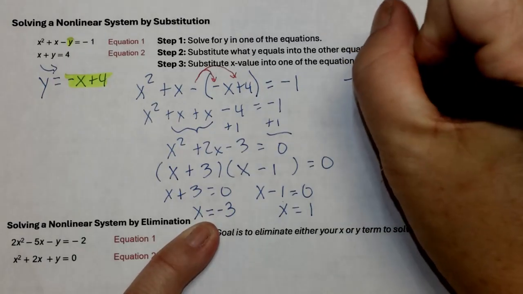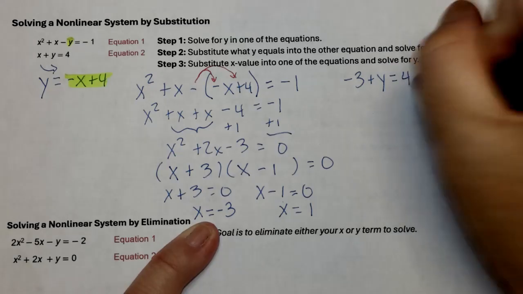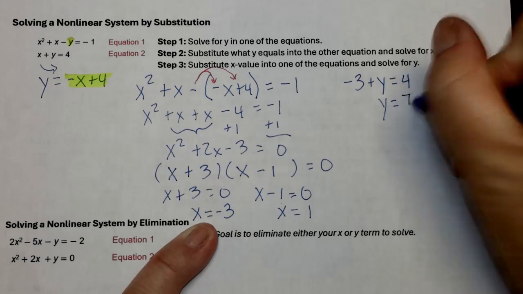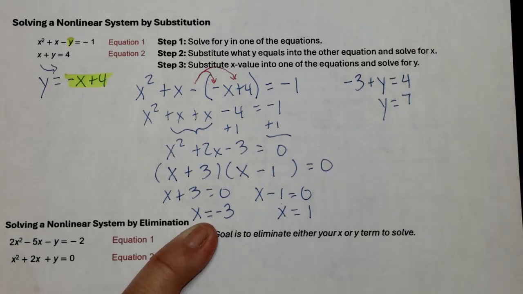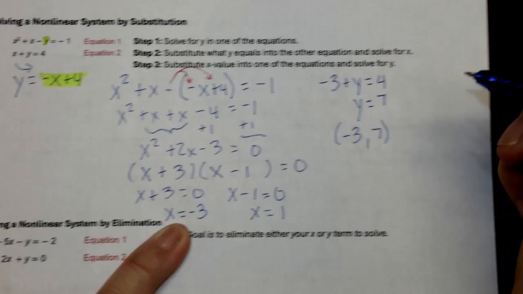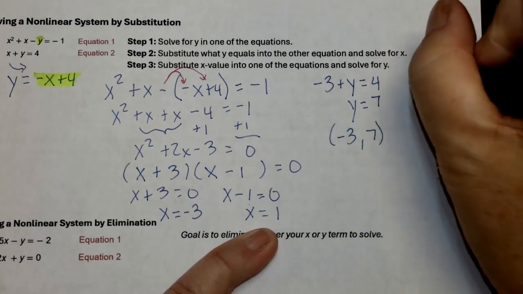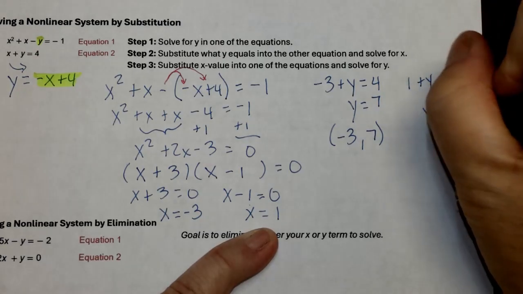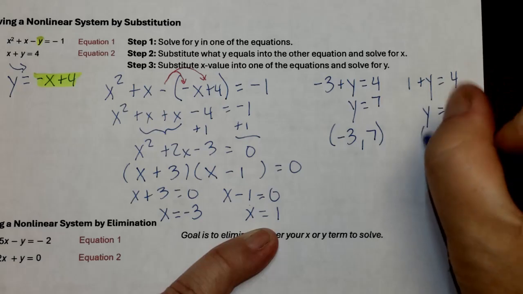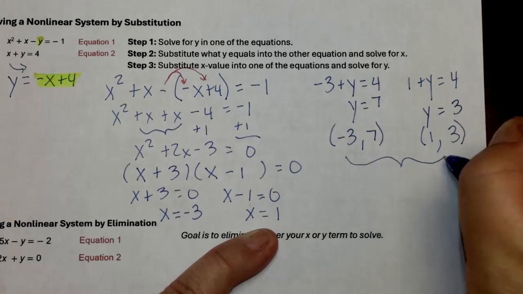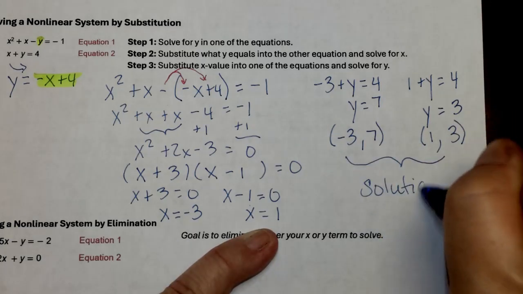All right, so -3 plus y equals 4. All right, so we add 3 to both sides and we get y equals 7. So when x is -3, y is 7. Now we're going to do the same thing, but for 1. So we got 1 plus y equals 4. So we need to subtract 1 from both sides. That gives us y equals 3. So when x is 1, y is 3. And guess what these are? These are your solutions. Okay?